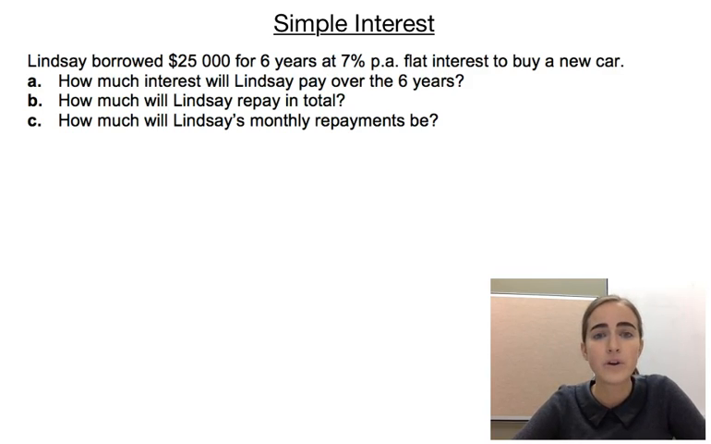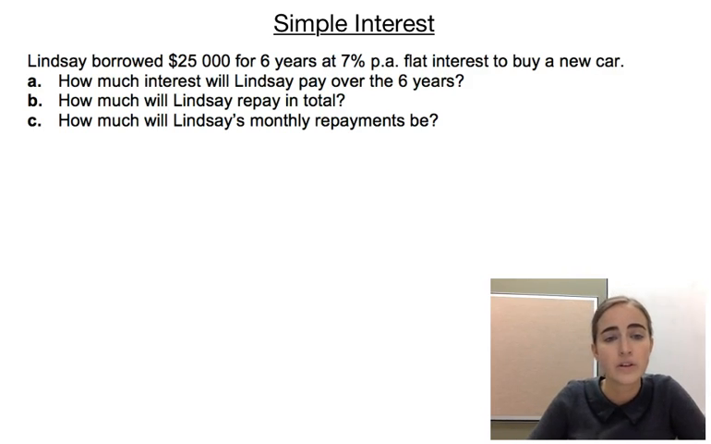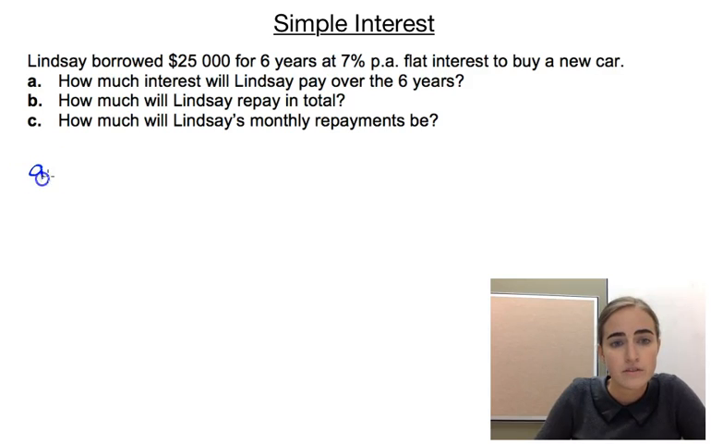So it says Lindsay borrowed $25,000 for 6 years at 7% per annum flat interest to buy a new car. Part A asks us how much interest Lindsay will pay over the 6 years. So we're going to use our formula. So for part A, we're going to have I equals PRN. So we're trying to find the interest.